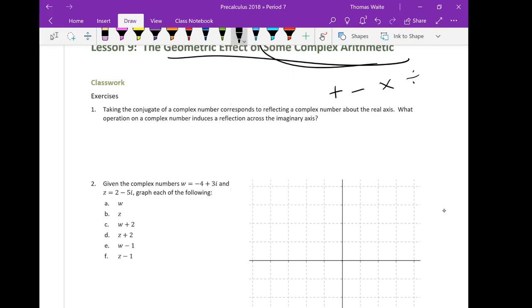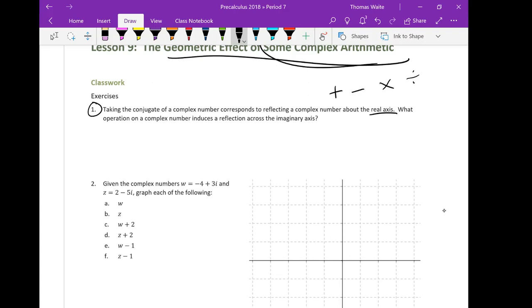All right. So let's look at our opening exercise here. Taking the conjugate of a complex number corresponds to reflecting a number about the real axis. We found that out in our last lesson. We were learning about the conjugate. What operation takes a complex number and makes a reflection across the imaginary axis?